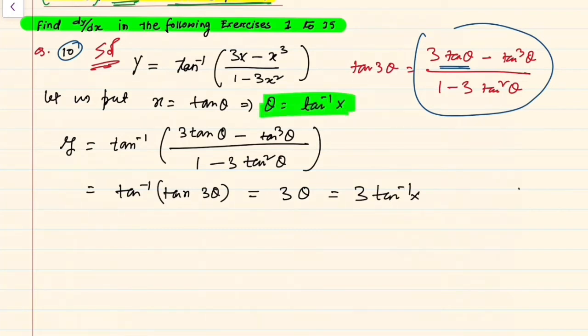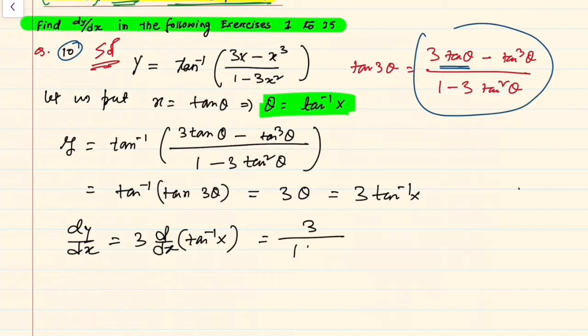So that's why the derivative of this expression, dy dx, is equal to 3 times the derivative of tan inverse x. The derivative of tan inverse x is 1 by 1 plus x square. So here we will get 3 by 1 plus x square. Okay, so hope you have understood this. Now let's move on to question number 11.